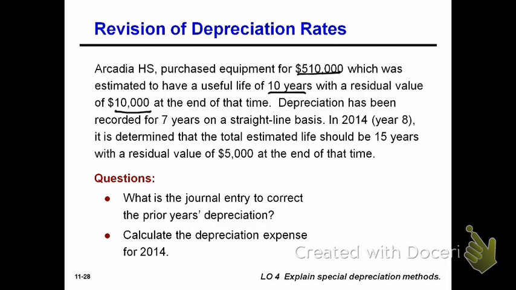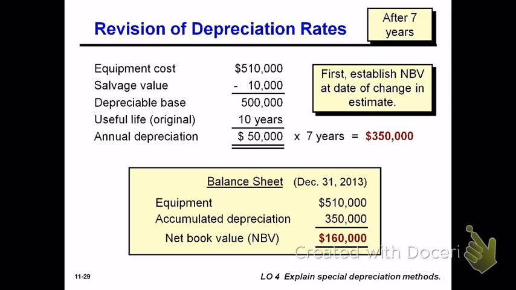So first thing, what's the correct journal entry? What's the journal entry to correct the prior years? There is none, because it's prospective in nature. You don't have to go back and revise it with the new assumptions. You just use the new assumptions and go forward. The second, now we've got to do the calculation.